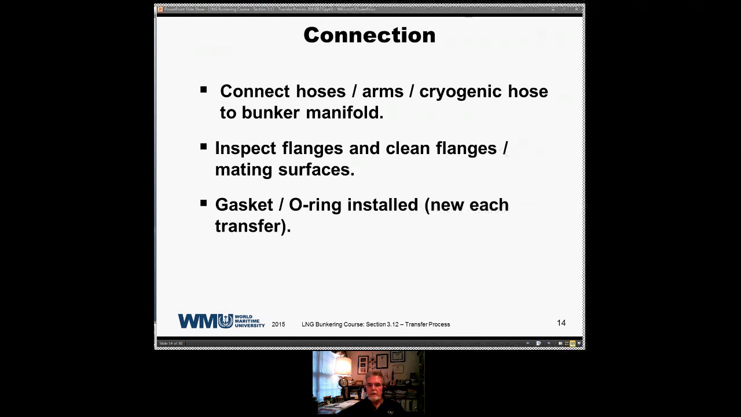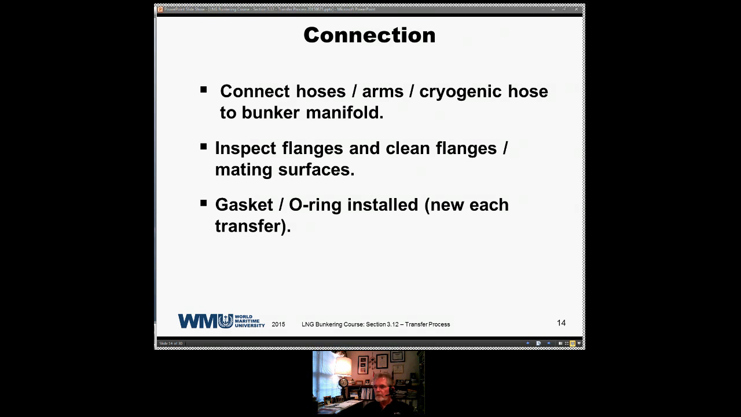Flanges are usually clean. Mating surfaces are clean. The ship's crew or the terminal staff, they'll use rags. Not using a cleaning material, but you make sure the face of these flanges is in good condition. Then there's going to be a gasket or an O-ring installed between the flanges, depending upon the type of flange. Some flanges are so constructed that they use a gasket. Other flanges are so constructed that they use a series of O-rings for the sealing surface of the flanges.